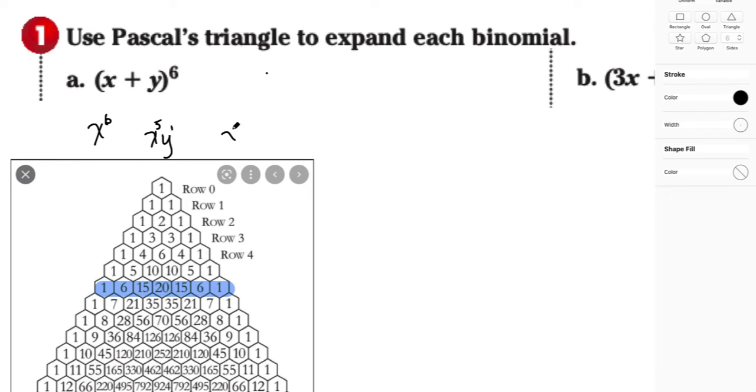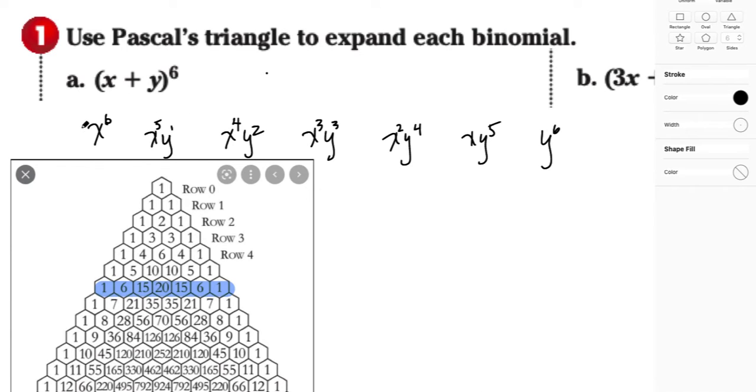So watch what's going to happen next. We're going to get x to the 4th power, y to the 2nd, x to the 3rd, y to the 3rd, x to the second, y to the fourth, x, y to the fifth, and then y to the sixth. So this would be the relationship that we're going to see before I put the coefficients on.